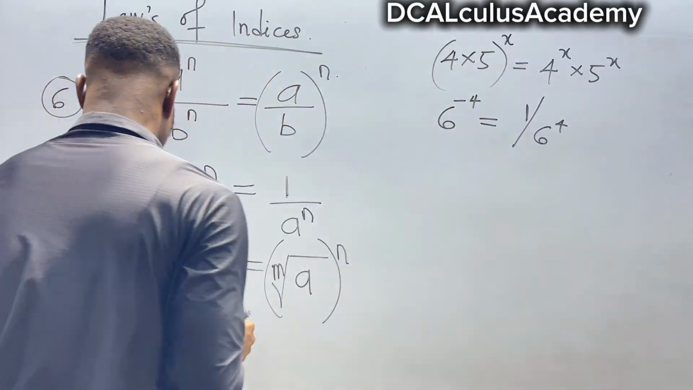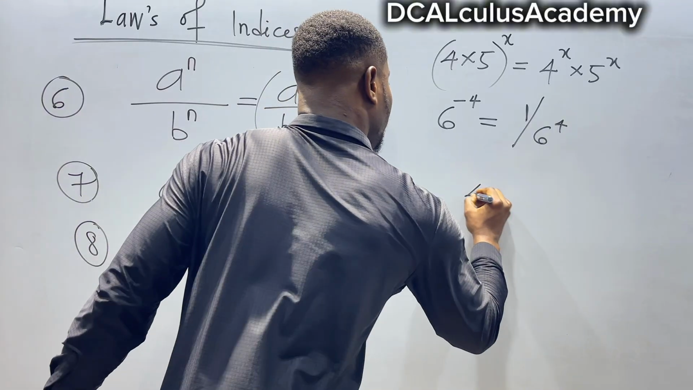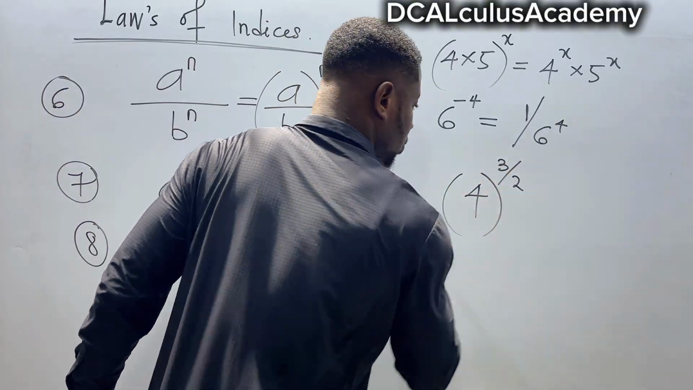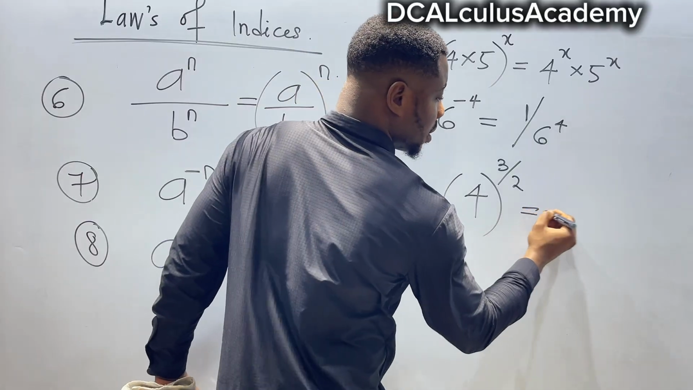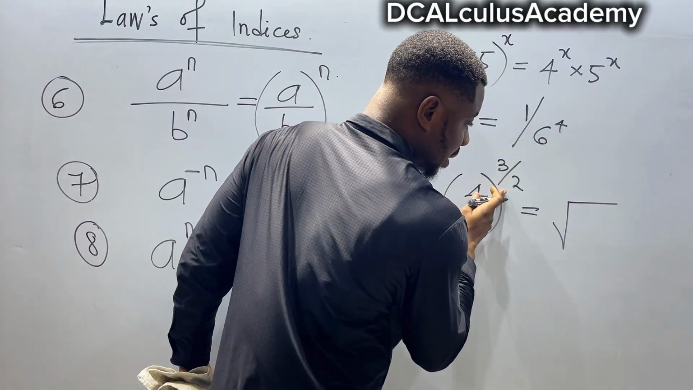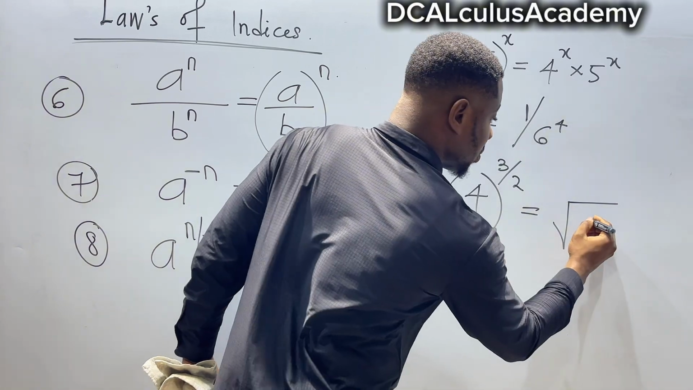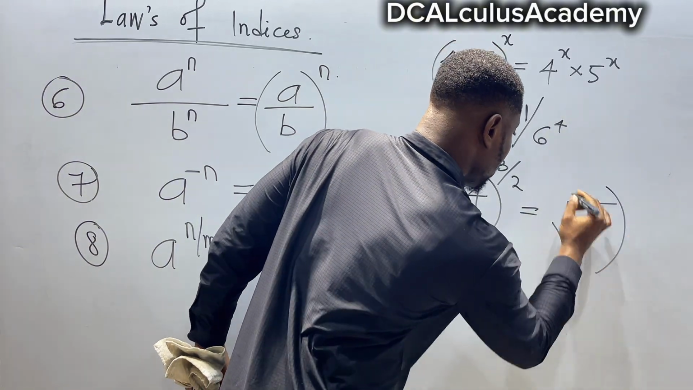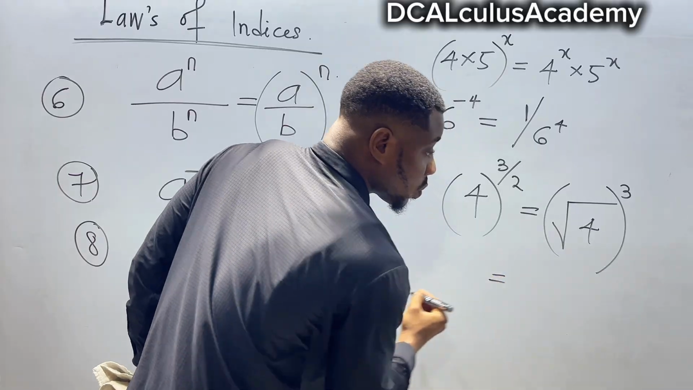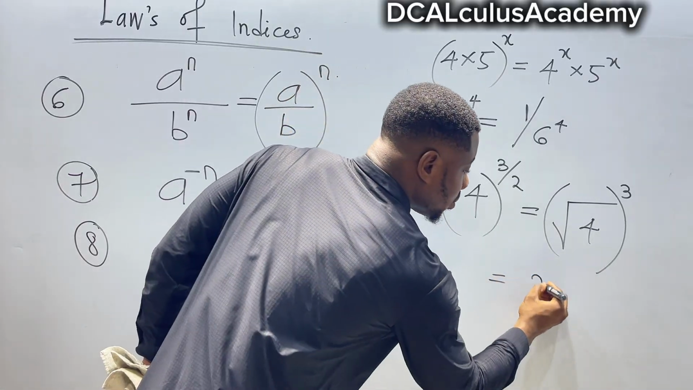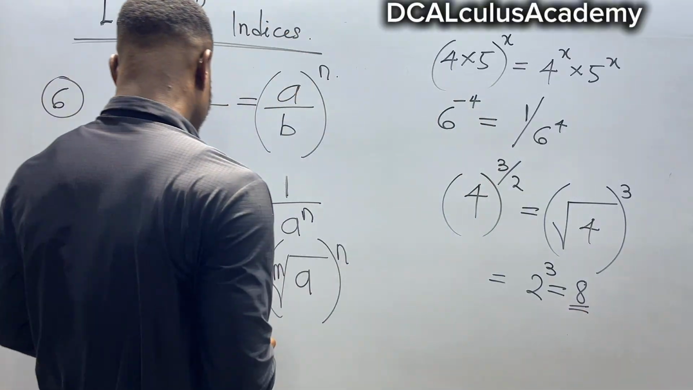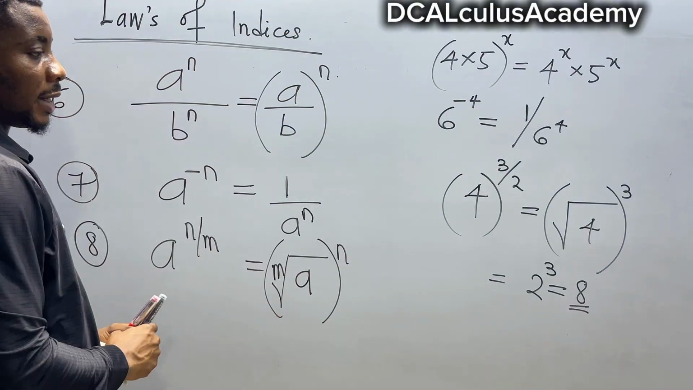Then, if I wanted to apply law 8, if I have 4 to the power of 3 over 2, what this means is square root, because this is 2, this is 3 over 2. The 2 at the base here simply tells us square root. So it becomes square root of 4 all to the power of 3. Now what is square root of 4? Square root of 4 is 2. So it becomes 2 to the power of 3. That gives us 8. Okay? This is law 8 being applied.